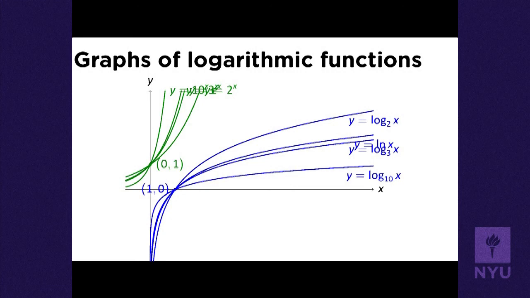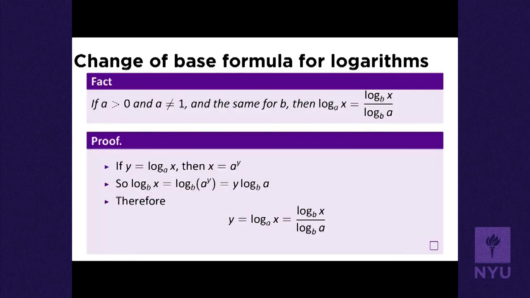So how can you compare logarithms to different bases? Well, it turns out there's a very simple way to do it. We have what we call the change of base formula. If you have two numbers which are both positive and not 1, then the log base a of x is the log base b of x divided by the log base b of a. So what that says is that the function log base a of x is the same as the function log base b of x divided by a constant, log base b of a. Dividing by a constant is basically the same as multiplying by a constant, so you can say that this function is a multiple of this function.